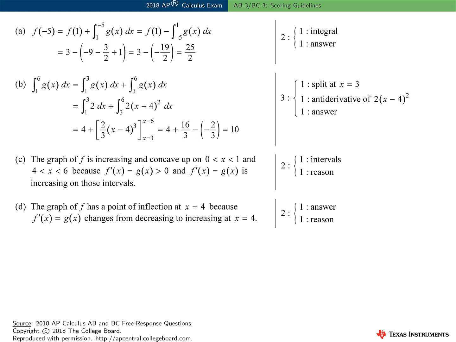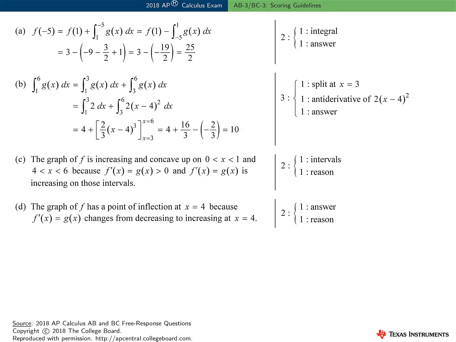Part A was worth 2 points. A common method to solve this problem involved the fundamental theorem of calculus, or the net change theorem. And so there was 1 point for writing the correct definite integral used in obtaining the answer, and 1 point for the final answer. Part B was worth 3 points. 1 point for recognizing and communicating that in order to evaluate this definite integral, we need to split it into 2 parts at x equals 3. There was 1 point for the antiderivative of the polynomial piece, and 1 point for the final answer, 10.